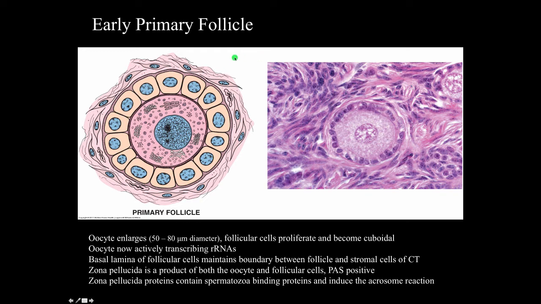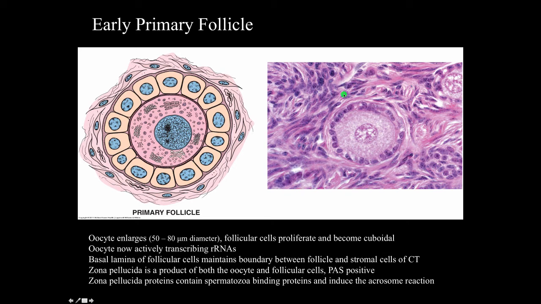The basal lamina of the follicle cells continues to maintain the boundary between the follicle and the surrounding connective tissue, and you can see this basal lamina nicely here on the histological image. The basal lamina tends to stain PAS positive.